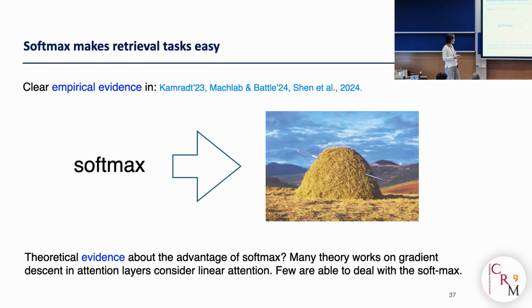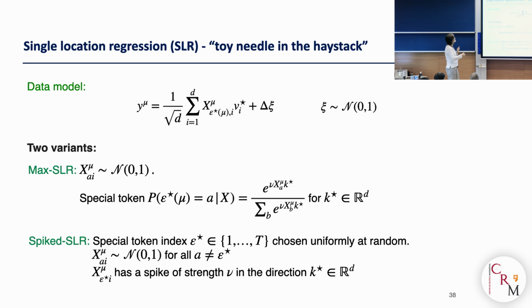Okay, so that's one thing. So can we actually have a theoretical justification of how the softmax is needed? So can we have a version of this needle in the haystack that is analyzable with our methods and where we can show, look, if you don't have the softmax, it doesn't work. If you have it, it works. And this is this single location regression problem that is, in a sense, you can think about it as a toy needle in the haystack on toy data that is analyzable.